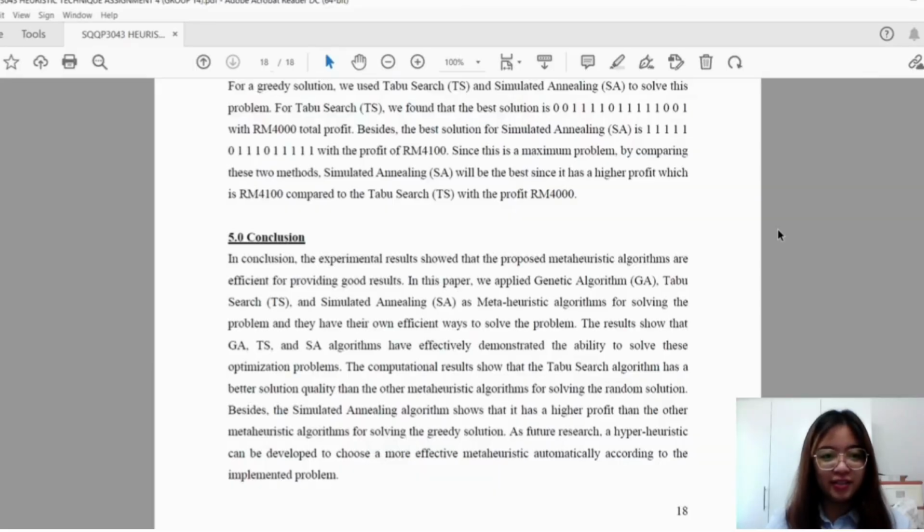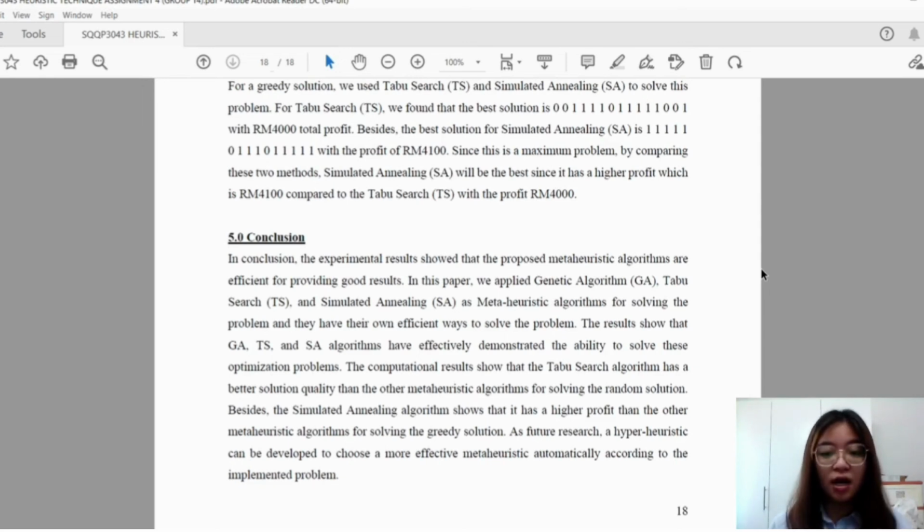Okay, now I would like to conclude the project. In conclusion, this experimental result shows that the proposed metaheuristic algorithms are efficient for providing good results. In this paper, we applied genetic algorithm, tabu search, and simulated annealing as metaheuristic algorithms to solve this problem, and they have their own efficient ways to solve it. The results show that GA, TS, and SA have effectively demonstrated the ability to solve this optimization problem. The computational results show that the tabu search algorithm has better solution quality than the other metaheuristic algorithms for the random solutions. Besides, simulated annealing shows a higher profit than the other metaheuristic algorithms for the greedy solutions.